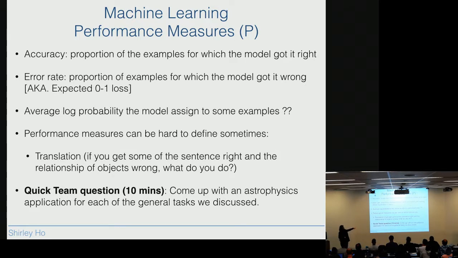This is a team question you should do later: come up with astrophysics applications for each of the general tasks we discussed. Think about what research project you could imagine doing, given the list of things that machine learning could do that we just discussed. And maybe this is a project you could do in this program for the 6 weeks.